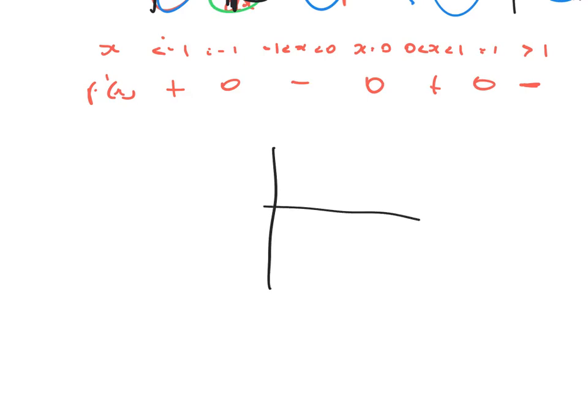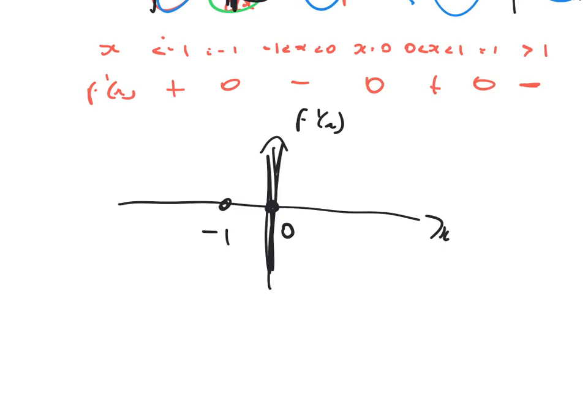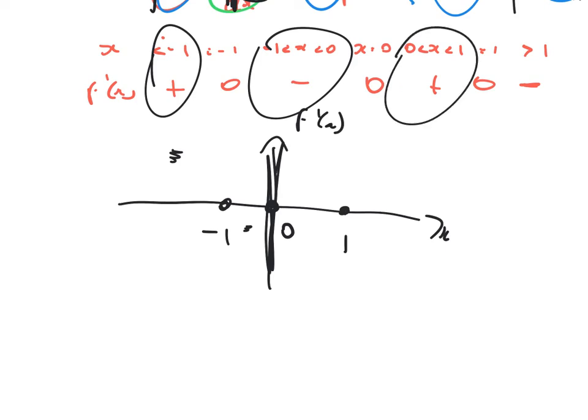Okay, so let's draw the gradient then. So 0 gradient occurs at -1, 0, and 1. I've then got positive gradient before I get to -1. I've got negative gradient between -1 and 0. I've got positive gradient between 0 and 1, and negative gradient after 1. And using those as a guide, a function would look something like that.